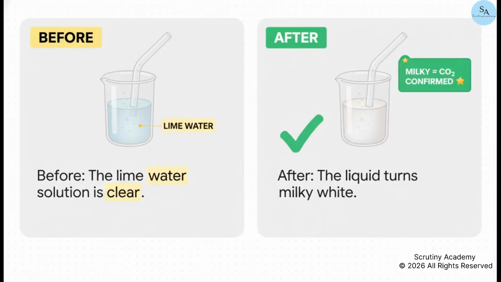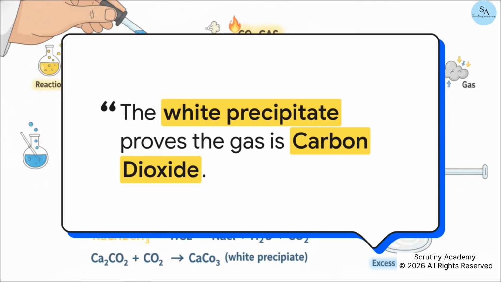And look at that. It's so clear. Before, the Limewater was transparent, just like water. But after passing the gas, it instantly turns cloudy or milky. This change is the proof we were looking for. You see, this milky appearance is the final confirmation test for carbon dioxide. So, mystery's solved. The gas produced when an acid reacts with a carbonate is carbon dioxide, or CO₂.